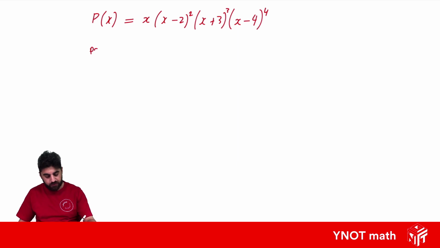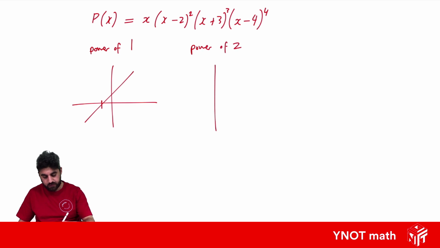So for a power of 1, we're just going to get a linear relationship going through the factor of that power. For a power of 2, in this case, we're going to look specifically at, we solve this for 0 and we get 2. And because its power is 2, we're going to get a parabola touching at 2.